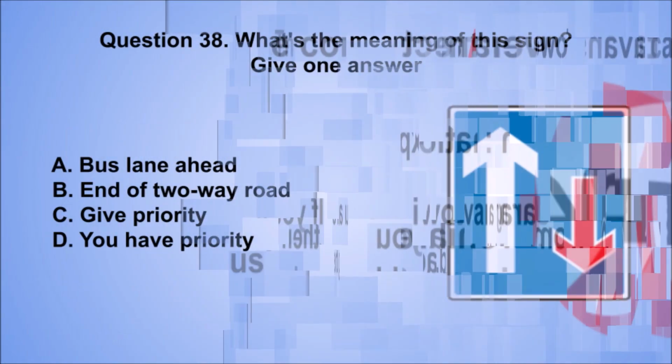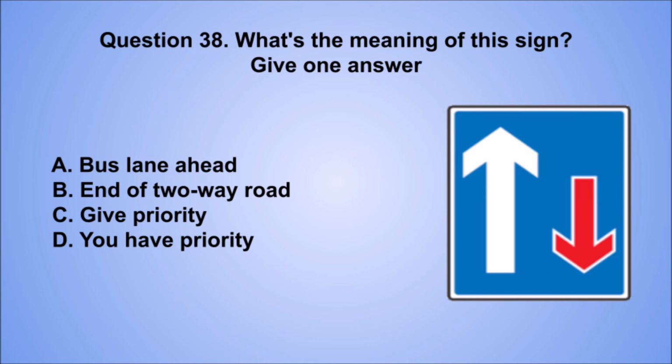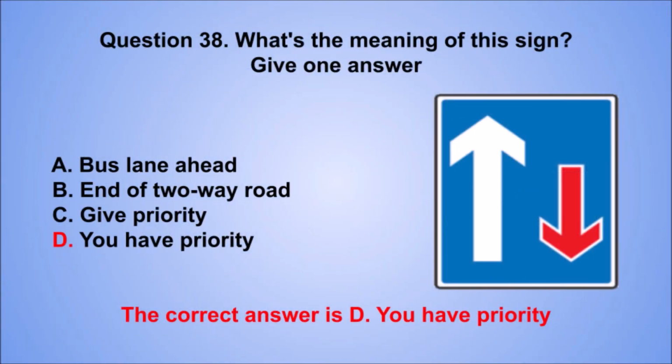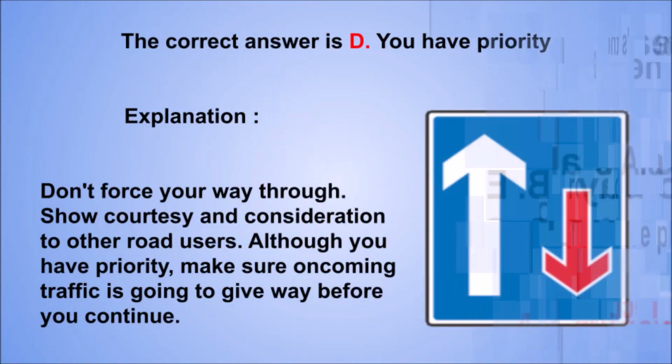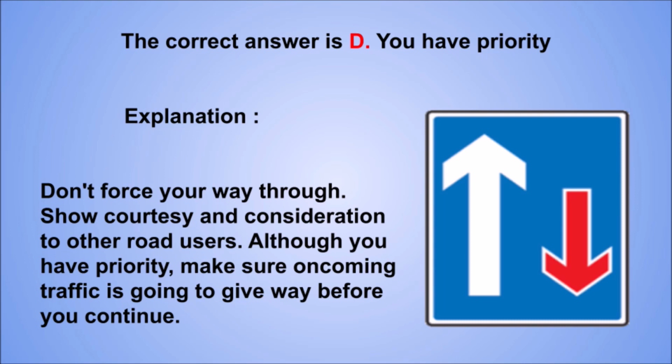Question 38. What's the meaning of this sign? Give one answer. A. Bus lane ahead. B. End of two-way road. C. Give priority. D. You have priority. The correct answer is D. You have priority. Explanation. Don't force your way through. Show courtesy and consideration to other road users. Although you have priority, make sure oncoming traffic is going to give way before you continue.